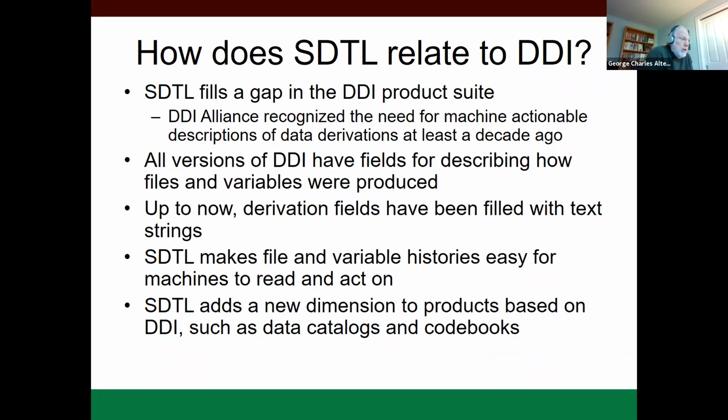From the beginning, I think all versions of DDI have had ways to describe how files and variables were produced. But what's been used in those fields up to now have been text strings, which are, first of all, idiosyncratic, and secondly, not machine actionable. What SDTL does is make these file and variable histories easy for machines to act upon. And that adds new capabilities to things that are based on DDI, such as data catalogs and codebooks.